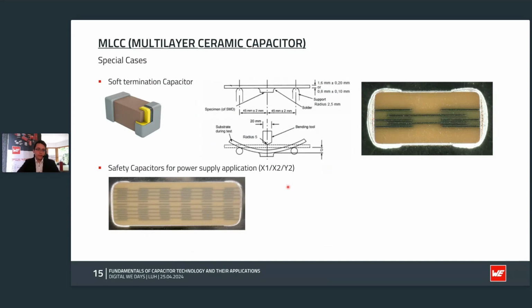Some other special cases are, for example, safety capacitors intended to be used as X1, X2, or Y2 capacitors. And you can see here in the cross section, for example, we have an internal series connection to improve the safety of this part and also to improve the dielectric strength of this part.